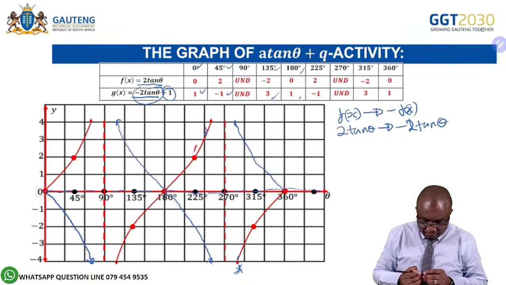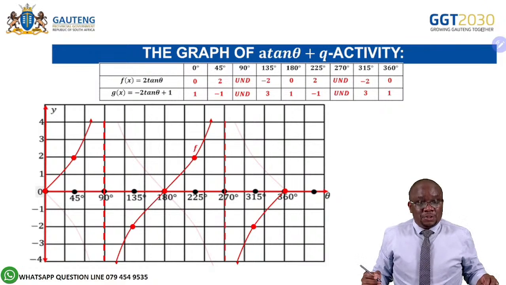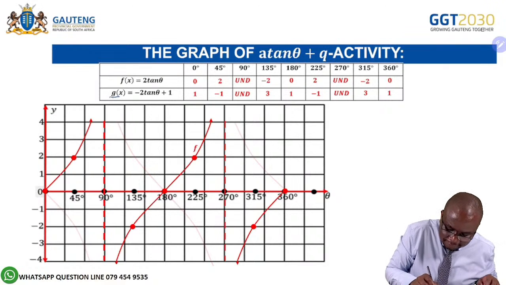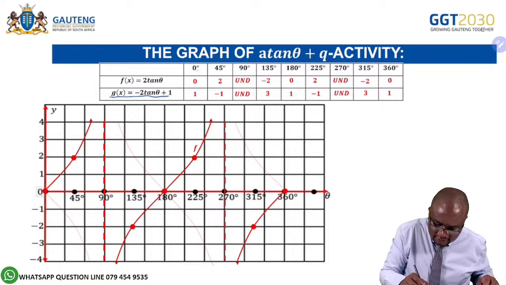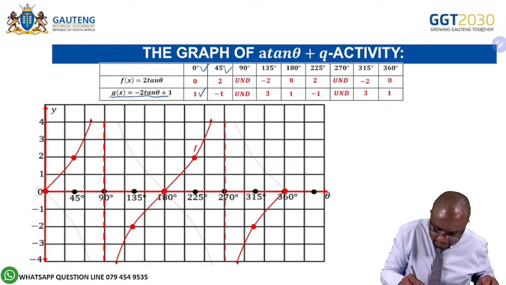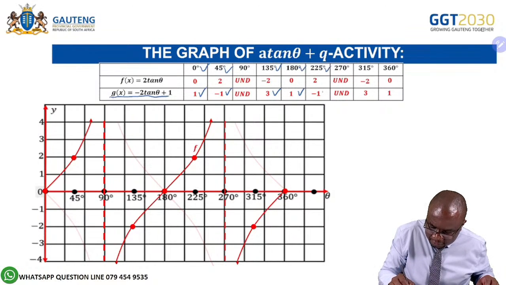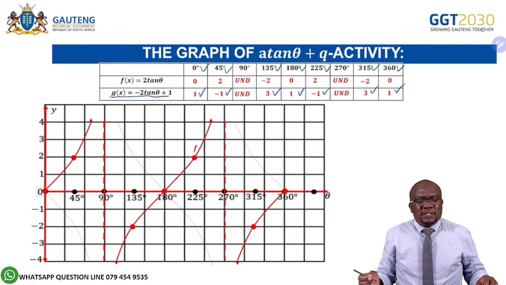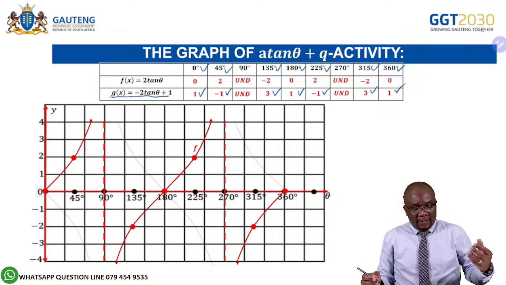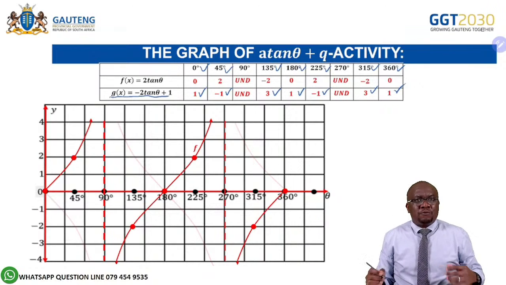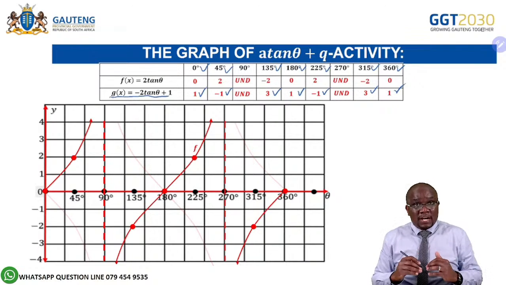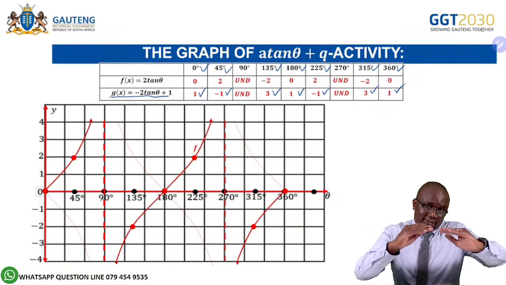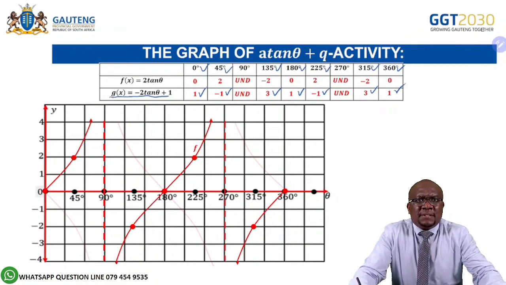Right, I'm going to give you 2 minutes to sketch the graph of g of x. Please use the points. 0 goes with 1, 45 goes with negative 1, 135 goes with 3, 180 goes with 1, then 225 goes with negative 1, 315 goes with 3, 360 goes with 1. Let's use the points, plot the points, and then sketch the graph. Want to see if it is going to be a reflection about the x-axis and the shifting upwards by 1 unit. Let's do that for 2 minutes.